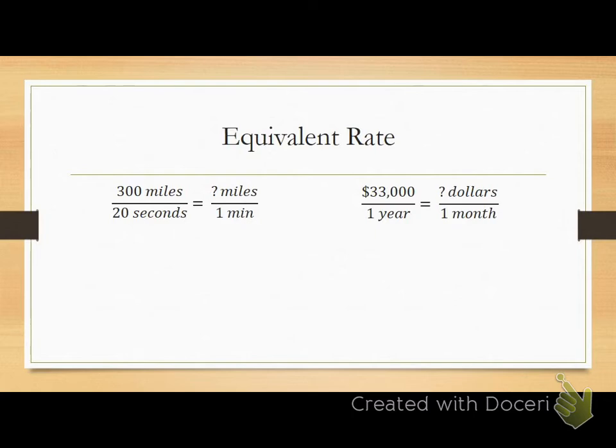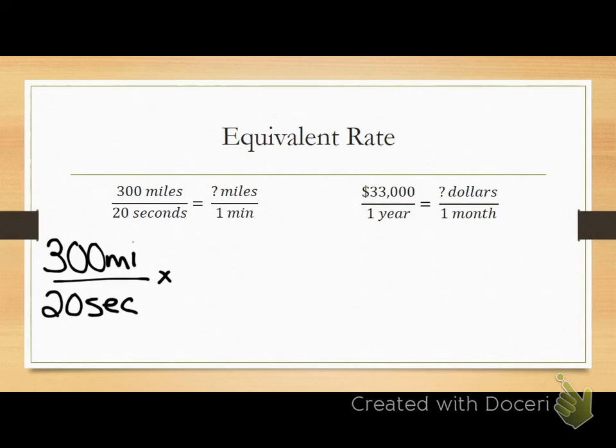All right, so I'm converting from, in the first proportion, what? Seconds to minutes. I'm going seconds to minutes. So I start with my very first ratio, 300 miles over 20 seconds. And I'm going to multiply that by a conversion factor. What does that mean? It means a ratio that is going to be equal to 1.